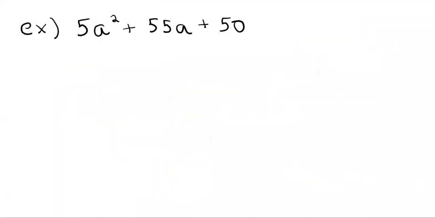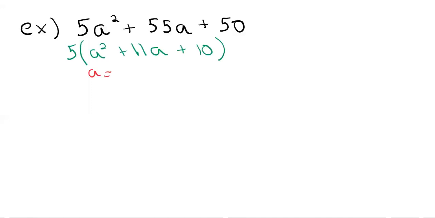Okay, now this last example, before I write my A and my C and B, I'm going to notice that I can factor out a GCF right from the beginning. I see that 5 goes into all 3 of these numbers. So I'm going to factor that out first. So I'm going to be left with a squared plus 11a plus 10. Okay, now for right now, I'm going to ignore the 5, and I'm going to go ahead and list the numbers in front of the variables.